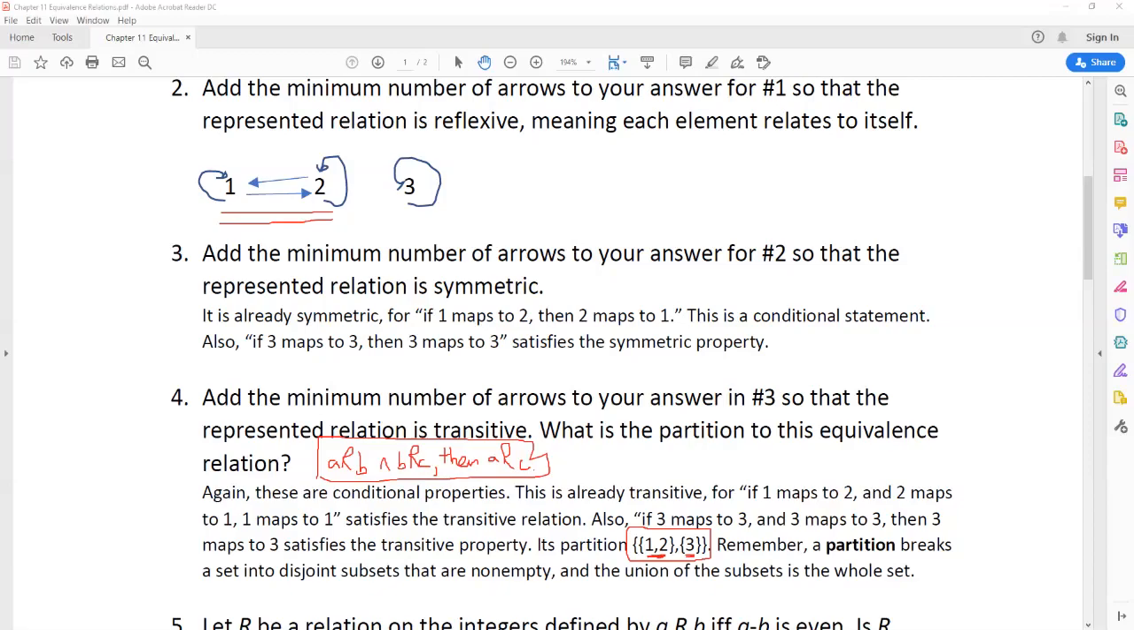Remember, a partition breaks a set into disjoint subsets. In other words, the subsets do not have an element in common. And if you look at the set containing 1 and 2, and then the set containing 3, those are disjoint sets. They also have to be non-empty sets, which they are. And the union of the subsets has to be the whole set. Well, if you take the union of the set containing 1, 2, and the set containing 3, then you get a set containing 1, 2, and 3, which is the whole set.